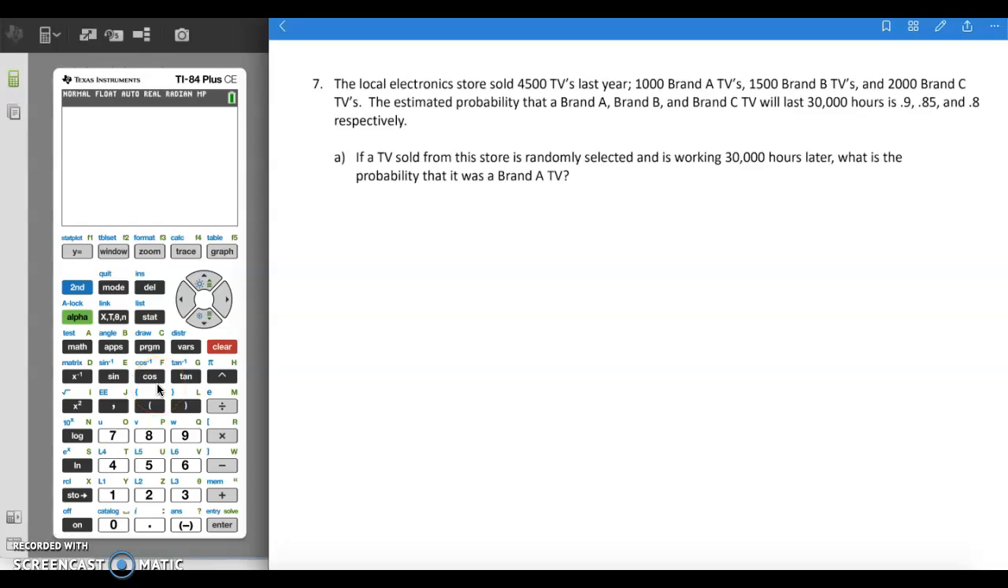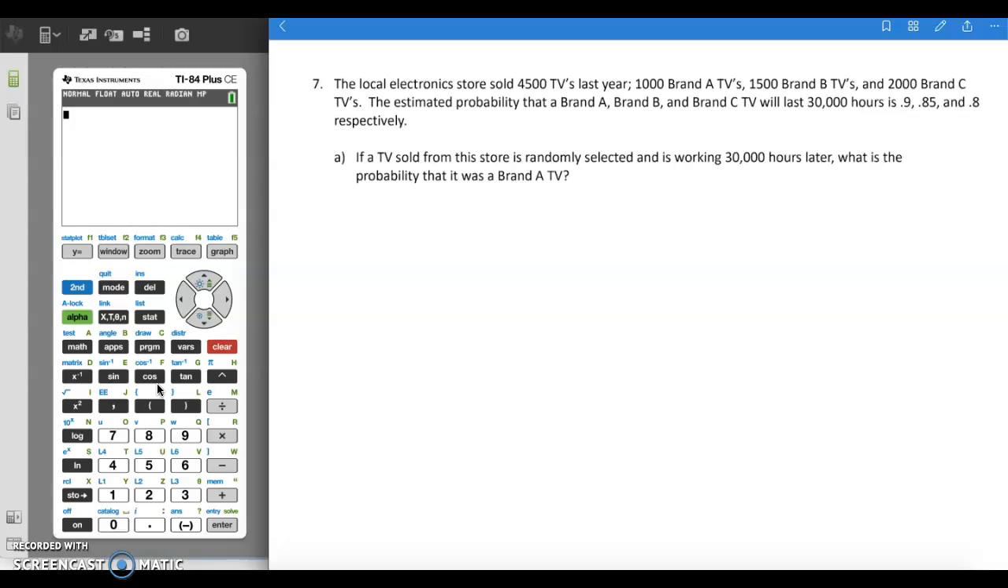The local electronics store sold 4,500 TVs last year: 1,000 brand A TVs, 1,500 brand B TVs, and 2,000 brand C TVs. The estimated probability that a brand A, brand B, and brand C TV will last 30,000 hours is 0.9, 0.85, and 0.8 respectively. If a TV sold from the store is randomly selected and is working 30,000 hours later, what is the probability that it was a brand A TV?